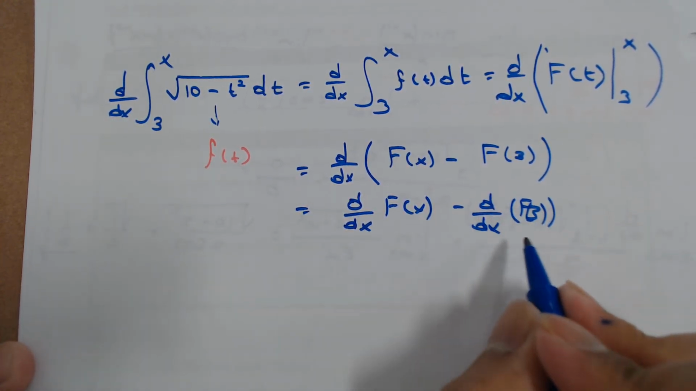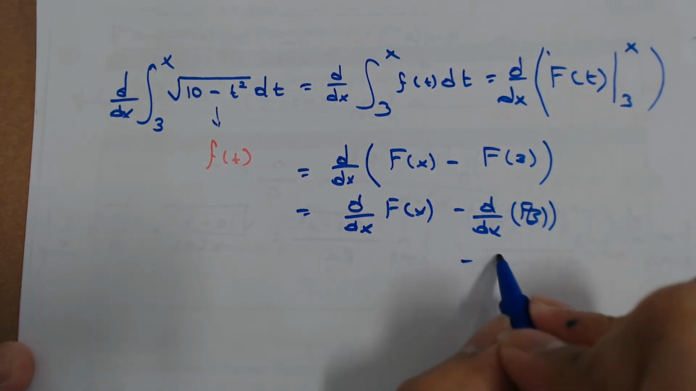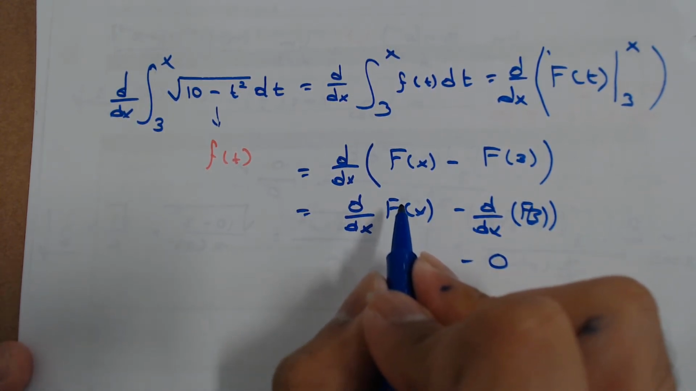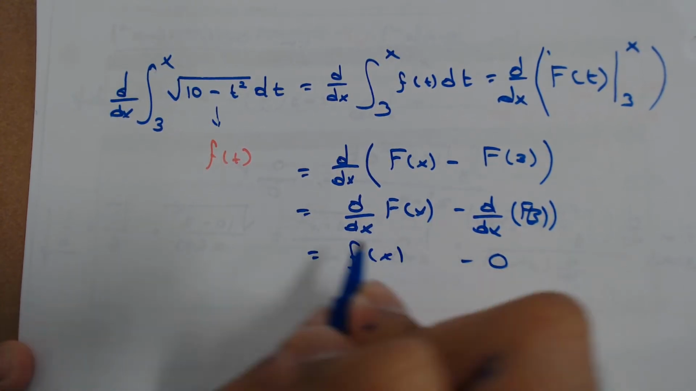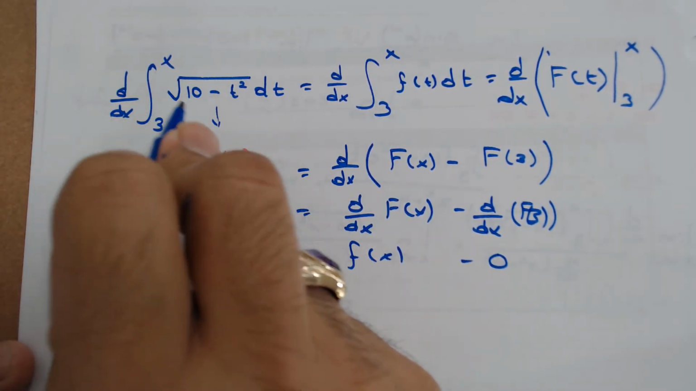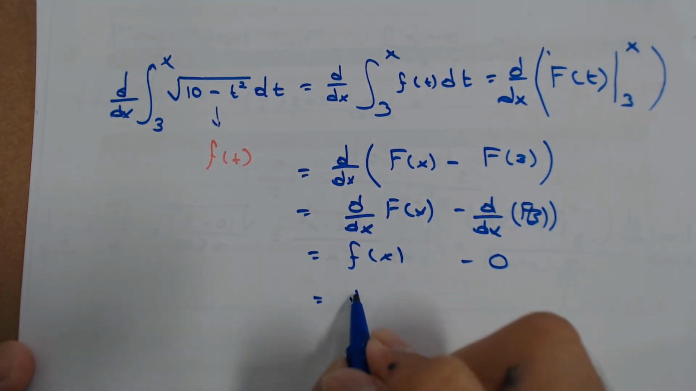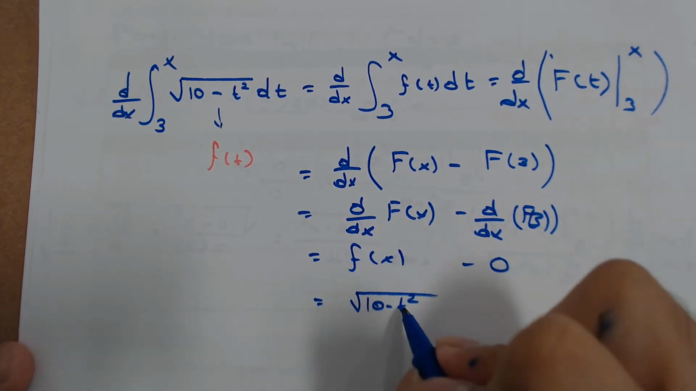So this is a constant. Do we agree, when you plug in just a single number, what's the derivative of a constant? 0. Okay, what's the derivative of big F? Small f of x, right? But what's f of x? Just replace the original function, change the letter. That's 10 minus x squared, minus 0.